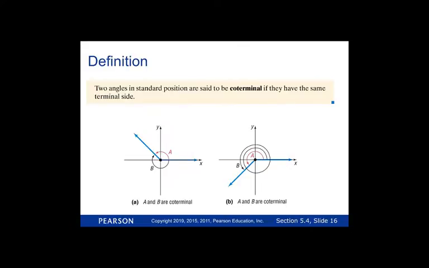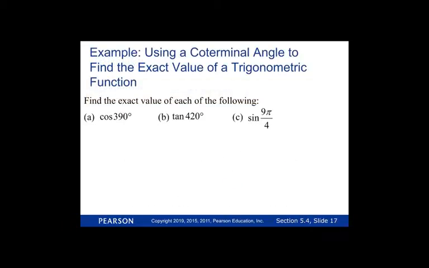Okay, so find the exact values of these. Notice the first one is 390. We did a complete revolution. How much more than one revolution did we do? Right? So how did you get that 30?